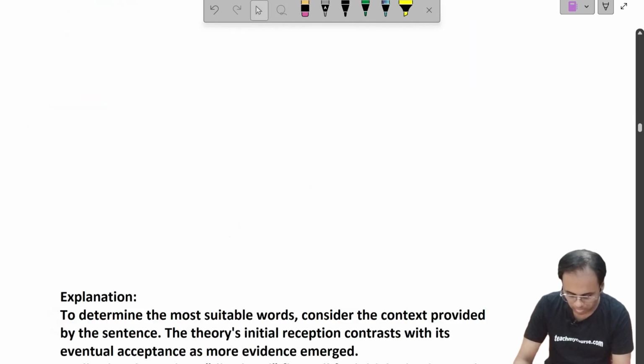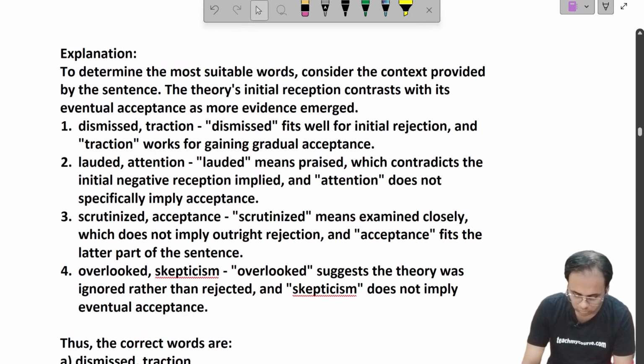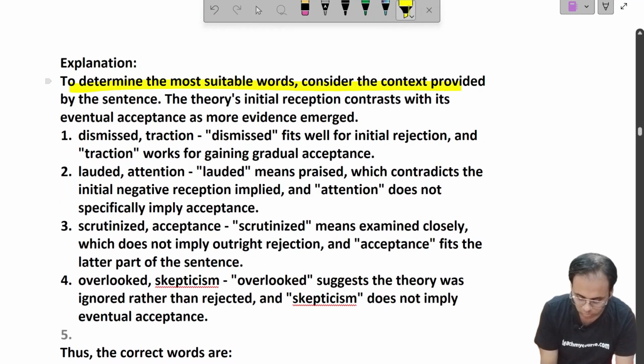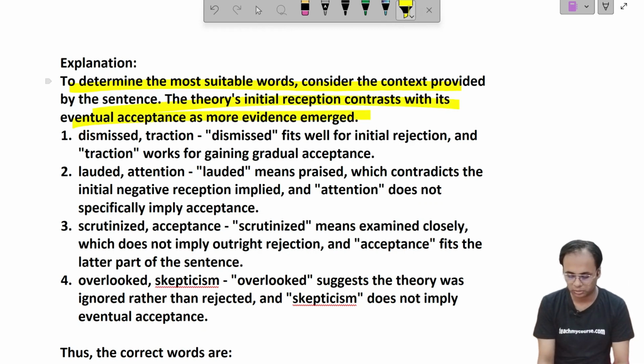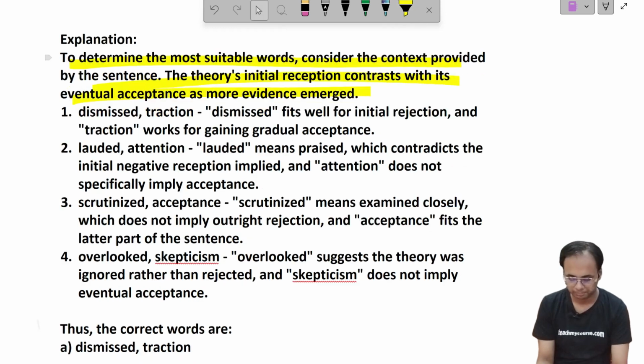So this is all about the explanation of this. It says that the theory's initial reception contrasts with its eventual acceptance.